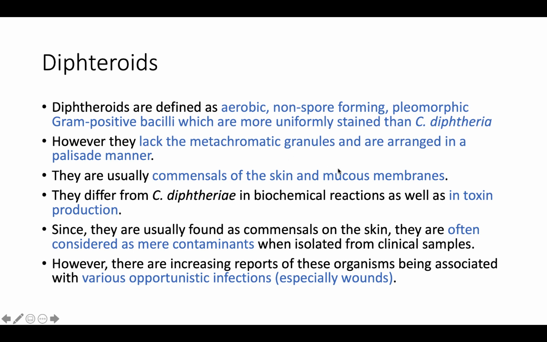They are commensals of the skin and mucous membranes. They do not produce toxins, so they differ in biochemical reaction as well as toxin production. If you think about them, diphtheroids look like diphtheria, but they are more innocuous. They are commensals, usually found on the skin and in the mucous membrane of the mouth, and there are increasing reports that these organisms can be associated with opportunistic infections, especially in wounds.